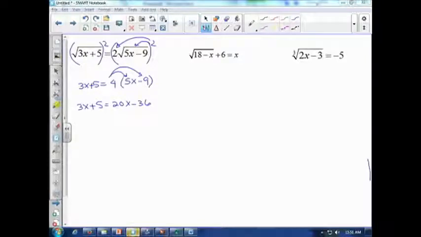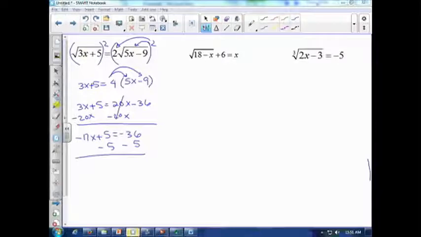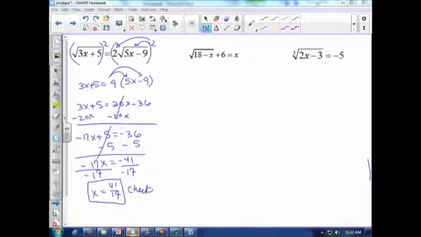And now let's put the x on one side. Let's subtract 20x from both sides. So we have negative 17x plus 5 equals negative 36. Let's get rid of the 5, subtract 5 from both sides. We have negative 17x equals negative 41, divide by negative 17. So x equals 41 over 17. And I would like you to check your solution to see if it's a solution or if it's extraneous.